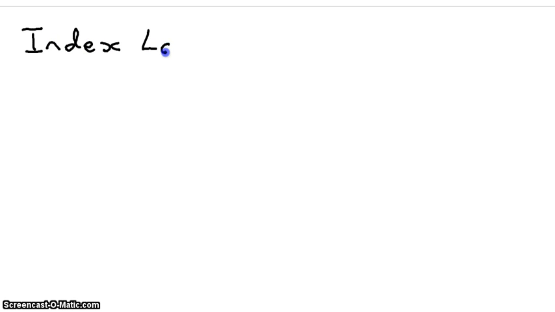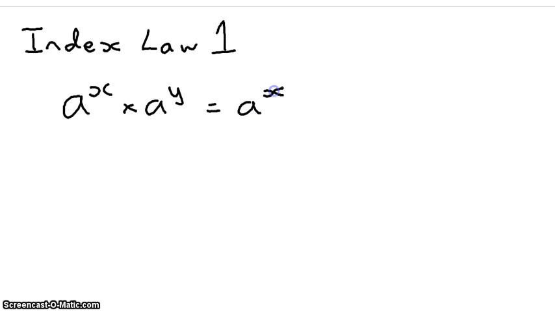Index law one. Okay, it's a fairly straightforward one. A to the x, or a to the power of x, times a to the power of y is equal to a to the power of x plus y. Okay, that's the law. That's index law one.